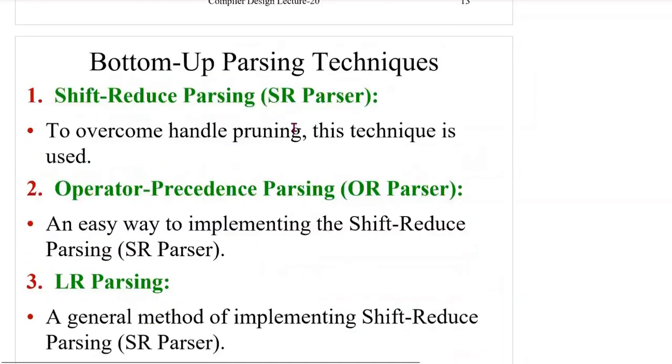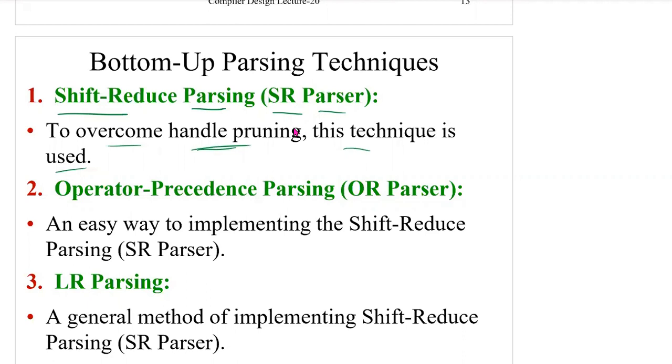Now let us move to the various techniques of the bottom-up parser. Mainly, the following are the bottom-up parsing techniques. The first one is the shift reduce parser, also called the SR parser, which is nothing but the shift reduce parser. This method is used to overcome the limitations of handle pruning: where to apply the handle when there is an error, and where to apply the rightmost and leftmost derivation. So the shift reduce parser is used to overcome the limitations in handle pruning.